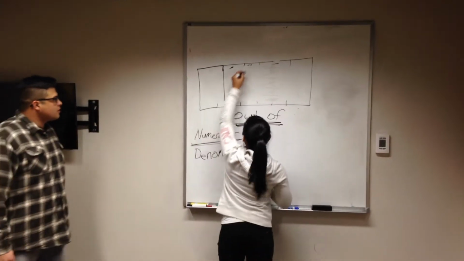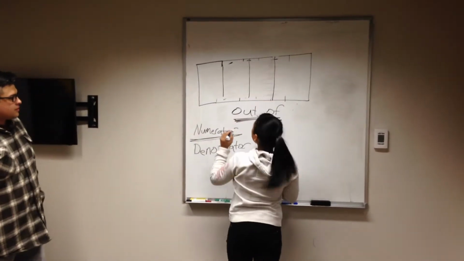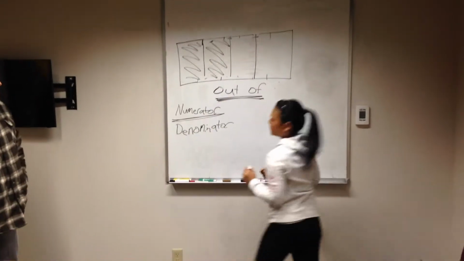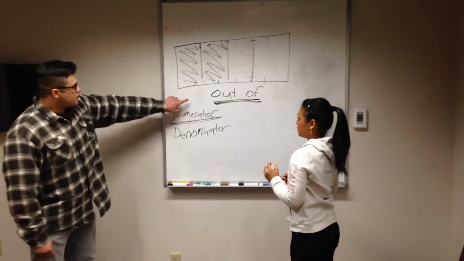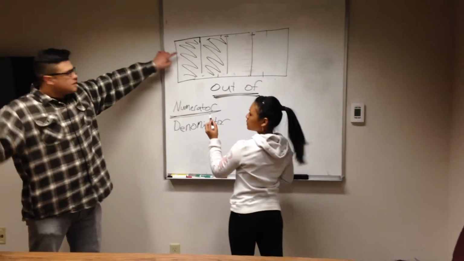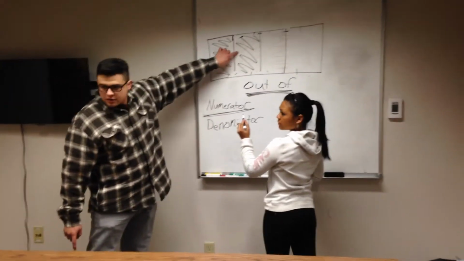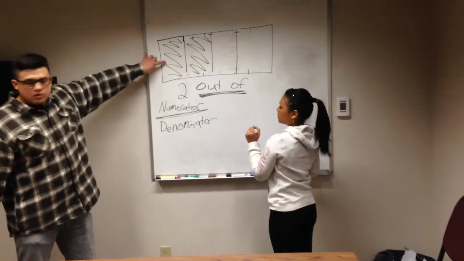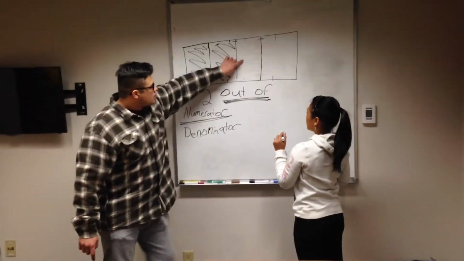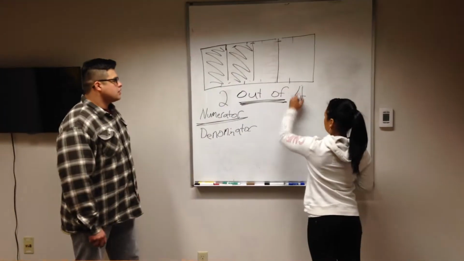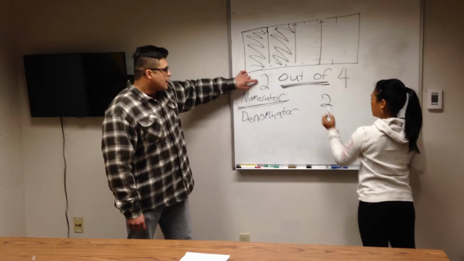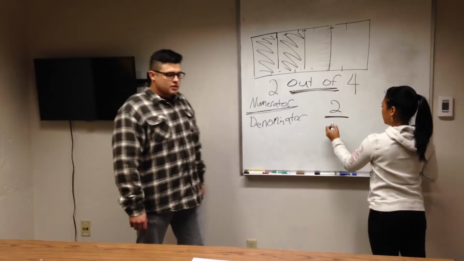We're going to do out of 4, and I'm going to shade 2. So let's fill it in. We have, Zach, how many? 2. So 2 here. Out of, let's count. 1, 2, 3, 4. Now write it as a fraction. We have 2 out of 4.